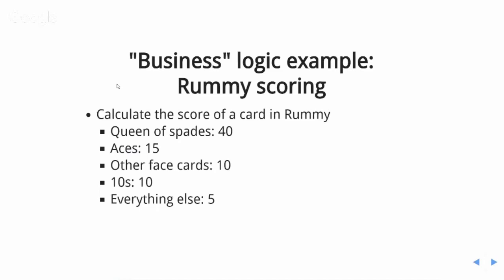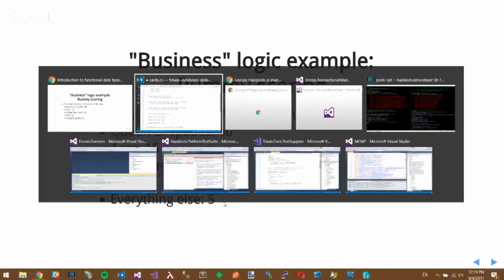And these are the basic rules. So when we are calculating the scoring, we calculate an integer for a card. And if the card is a queen of spades, then we have to return 40. For any ace, we have to return 15. Any other face card, we have to return 10. For tens, we have to use 10, and everything else is 5. So this is what I would like to implement.